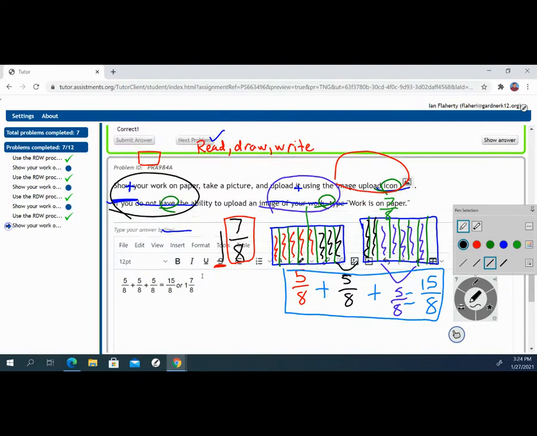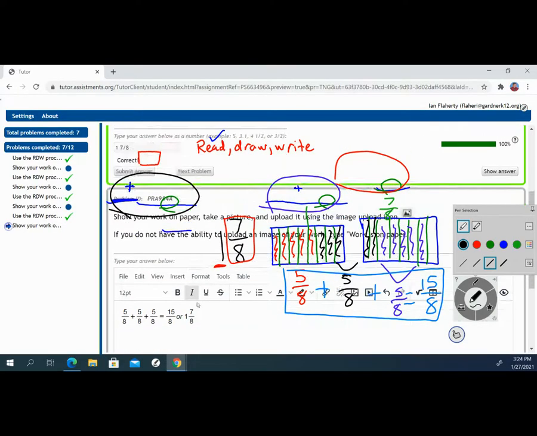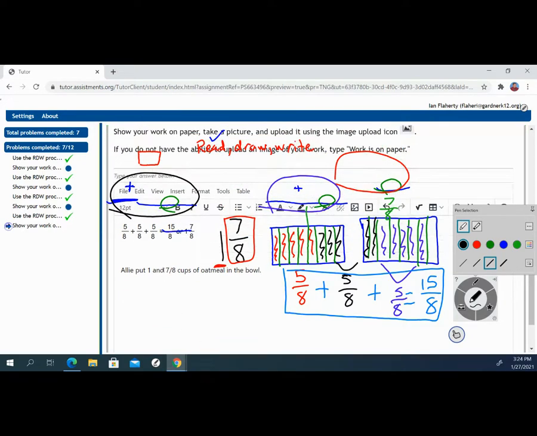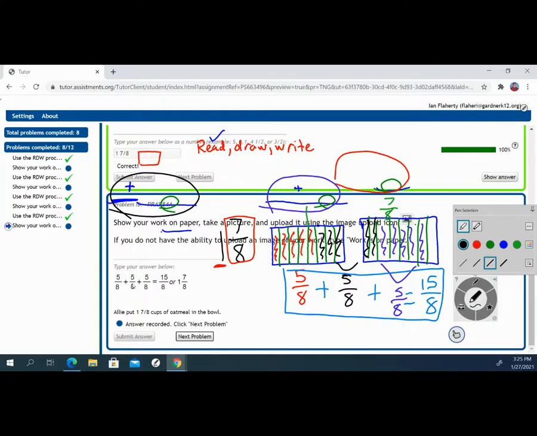And then normally, too, if we were doing our regular, we would be typing out the sentence that goes with it. Usually take the actual question and flip it around. How much oatmeal did she put in the bowl? And then I would write something like, Allie put 1 and 7/8 cups of oatmeal in the bowl. And I can even get rid of the word and there, just as long as I have a space between those. And when I hit submit answer, this is then what your teacher would see. The equation and then the one sentence.